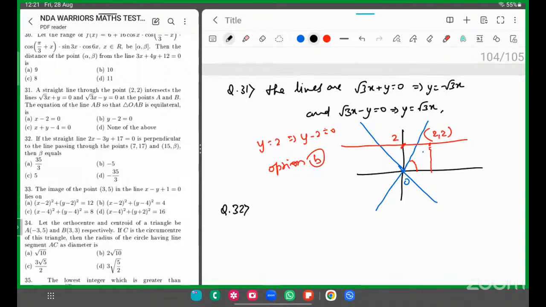Okay, this is 32. Next, if the straight line is perpendicular to the line passing through the given points, then find the value.